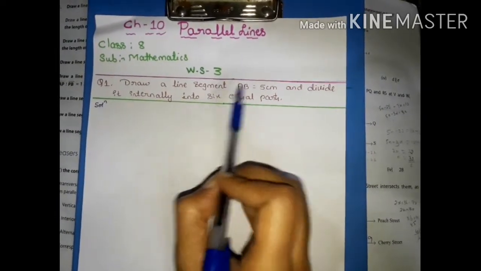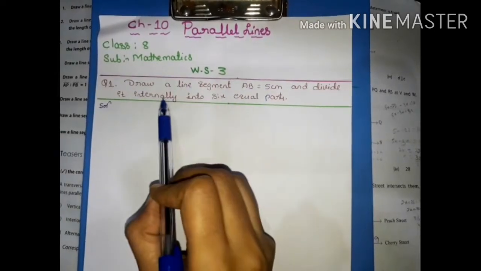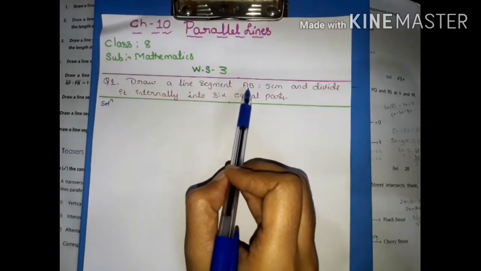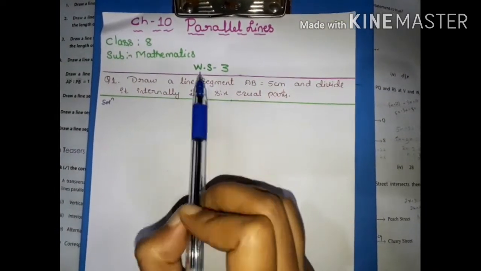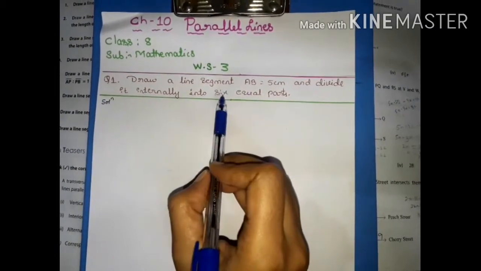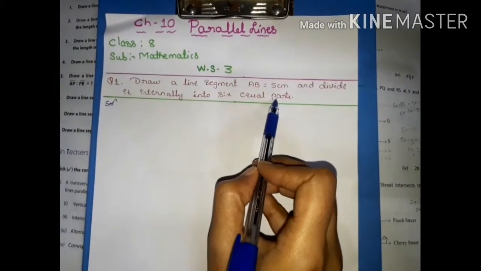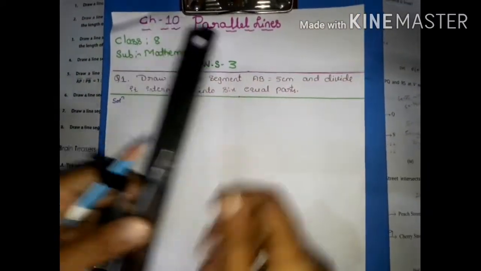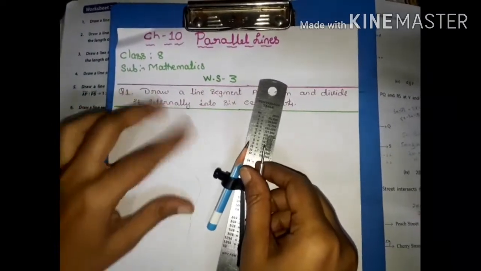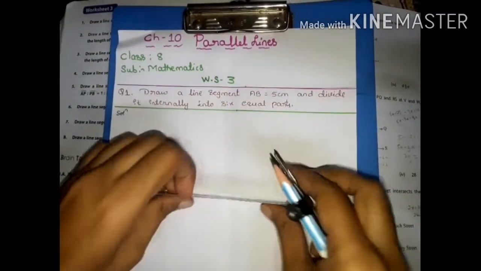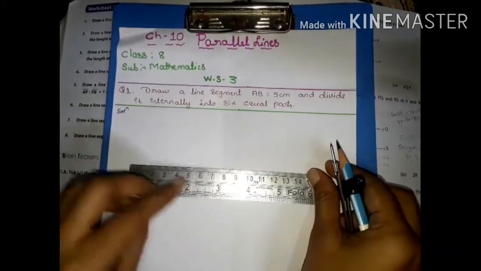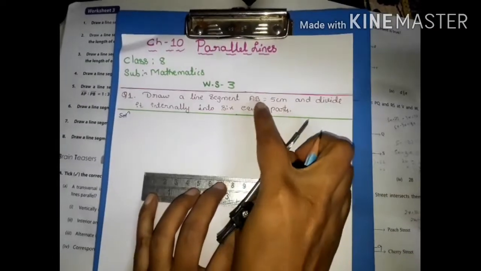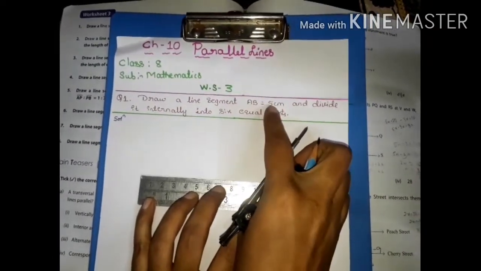To divide a given line segment internally into 6 equal parts, first we have to construct a line segment, and by constructing a parallel line, we divide it internally into 6 equal parts. To start this, we need a ruler and compass. First, using the ruler, construct AB equal to 5 cm. First, what we have to do? Using the ruler, draw a line segment which is equal to 5 cm.